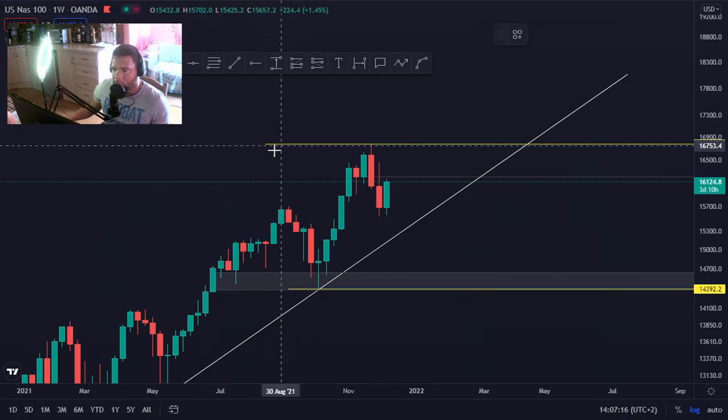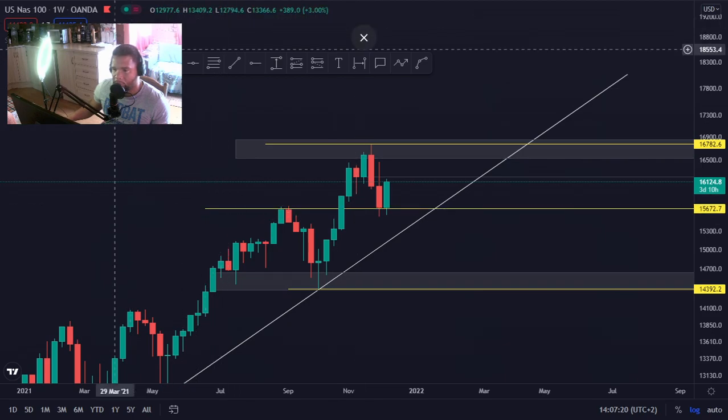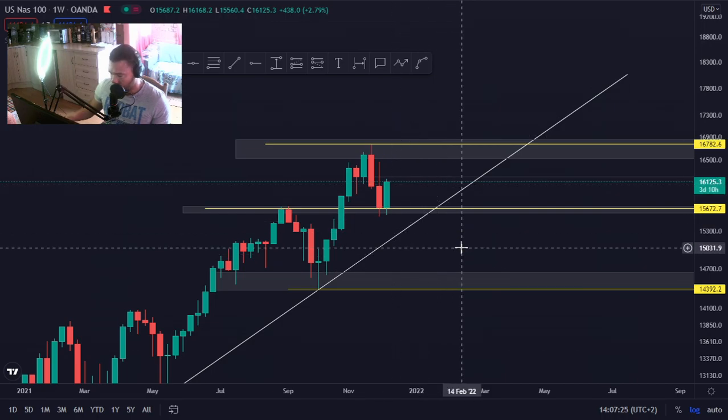So we can mark this area here on our weekly time frame. We can mark this area as a support on my weekly time frame as well, where price did come back into it and then continue to the upside.